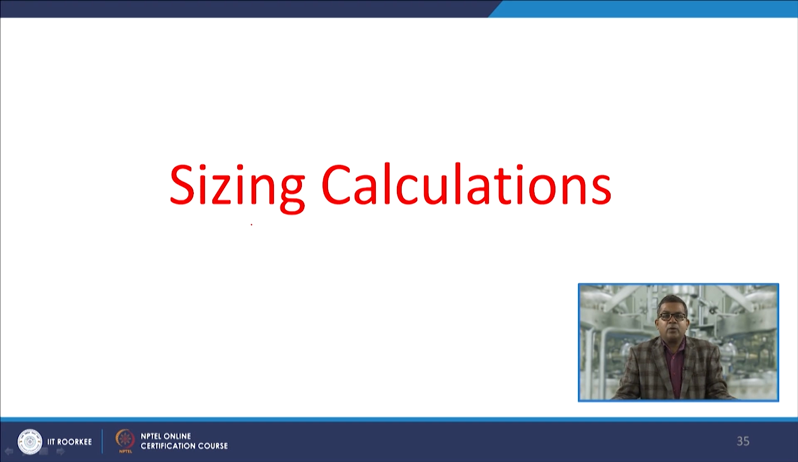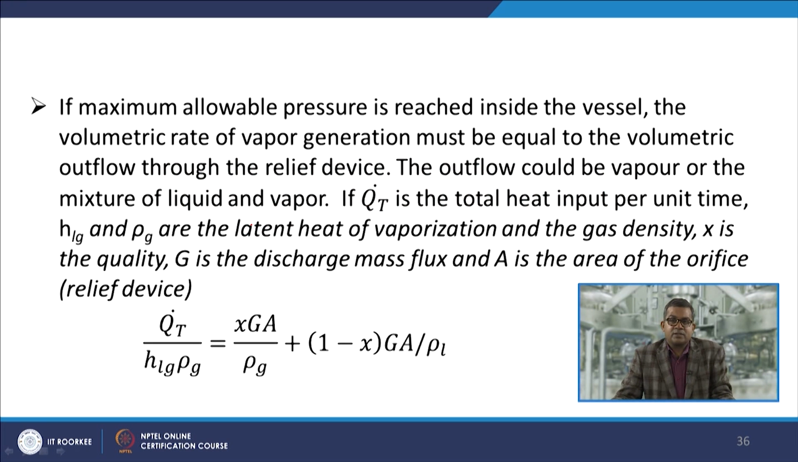Now let us have a look at the sizing calculations. Now for sizing calculation, we use a certain set of equations. We are going through all those equations which are important. Now if maximum allowable pressure is reached inside the vessel, the volumetric rate of vapor generation must be equal to the volumetric outflow through the relief device. That is the rule of thumb. Now the outflow could be a vapor or a mixture of liquid and vapor.